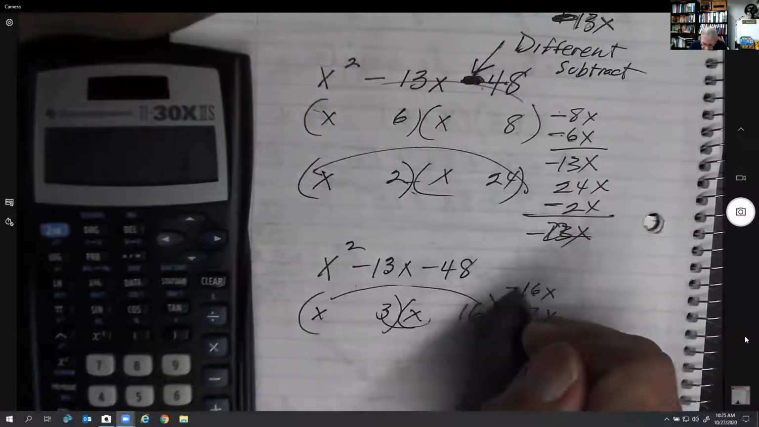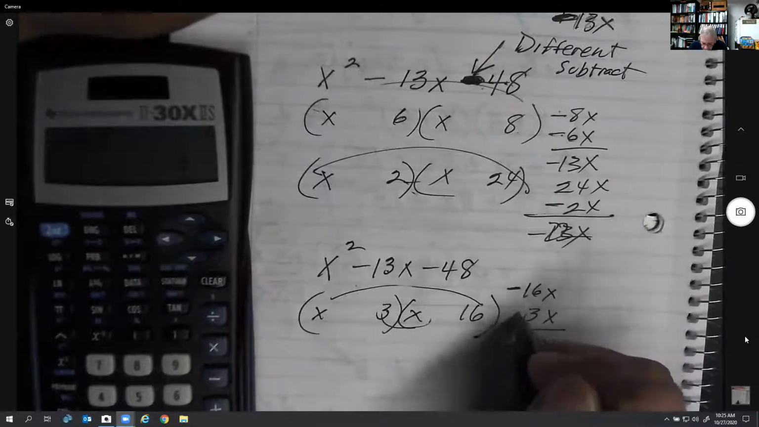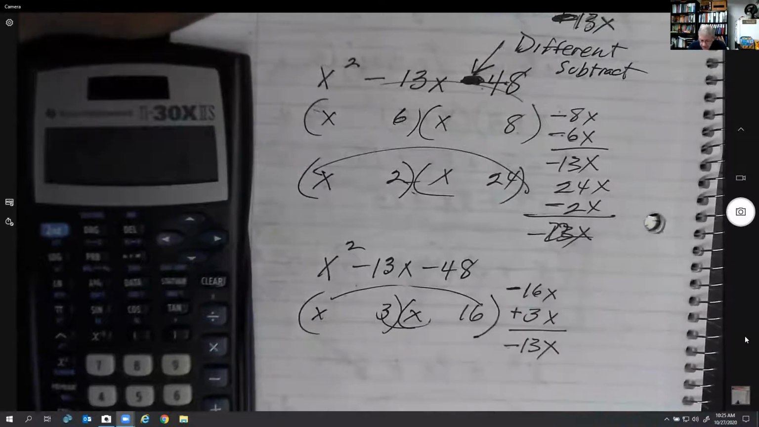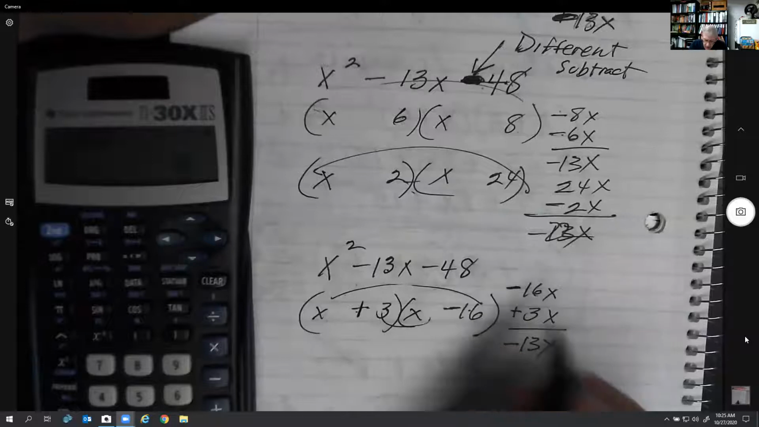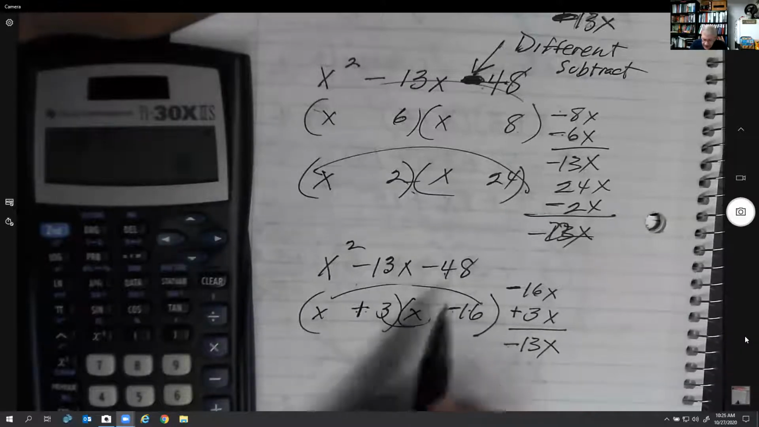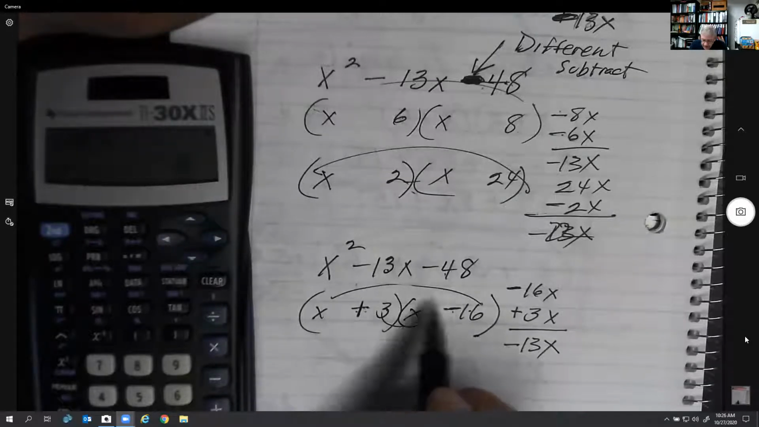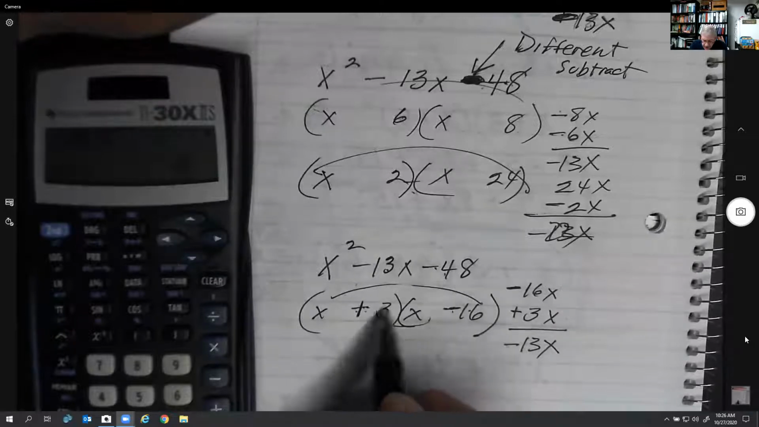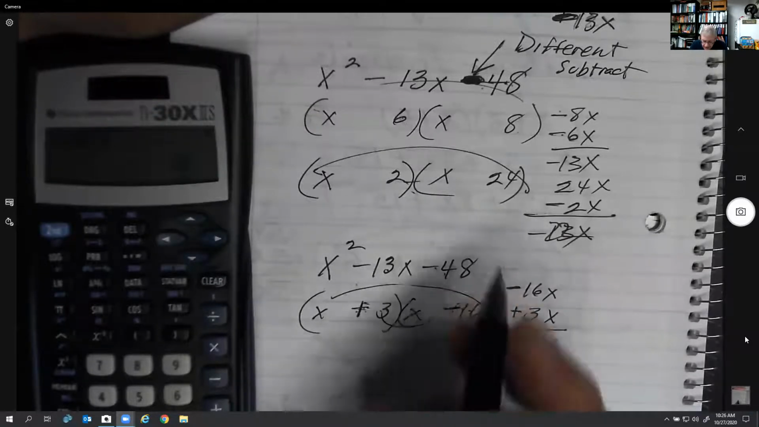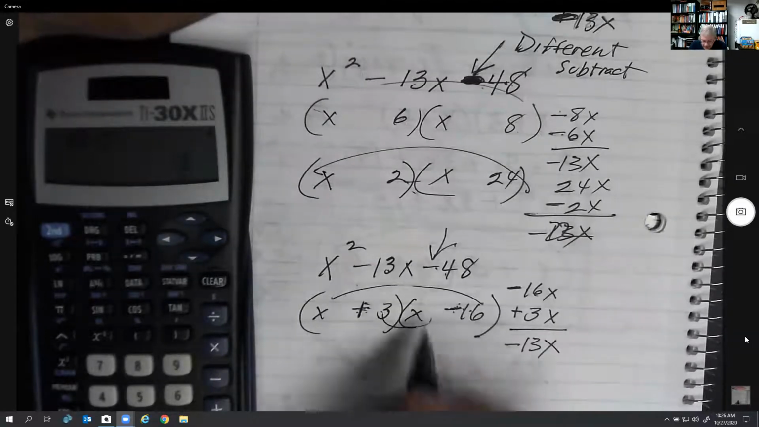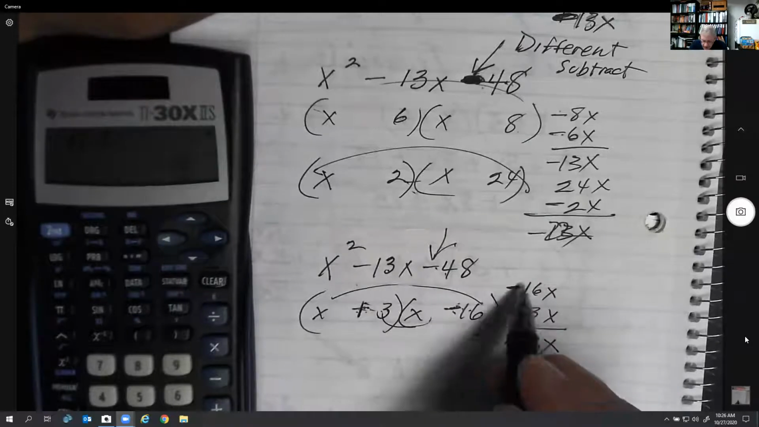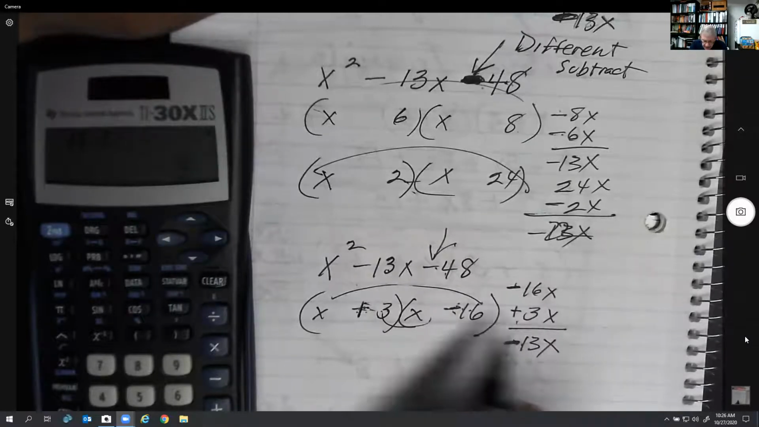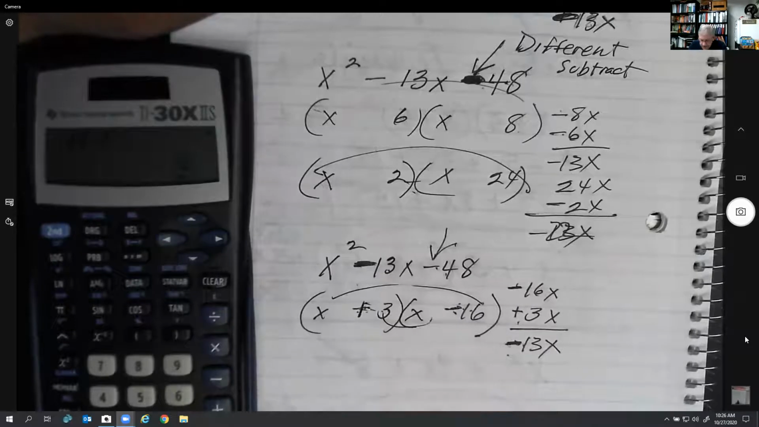Well, this would have to be a negative 16 and a positive 3. Now, if this 3 is positive and this 16 is negative, would that give me a negative 48? Yes. See, a positive times a negative is a negative. So these have to have opposite signs. That's what this is saying right here. And when you get through subtracting, they have to equal that middle term.